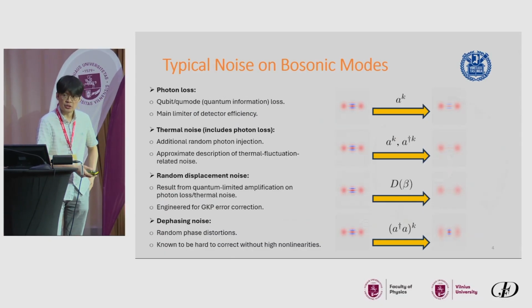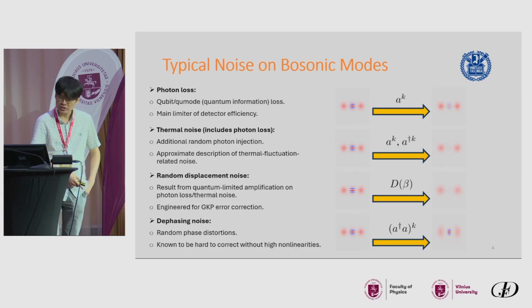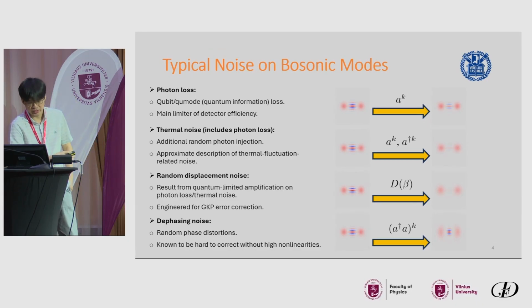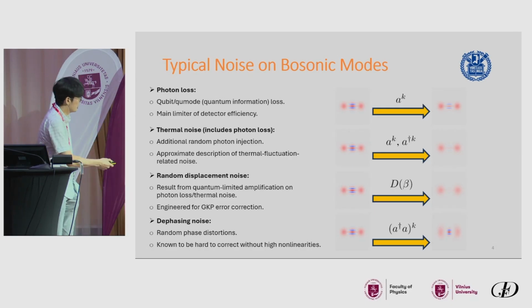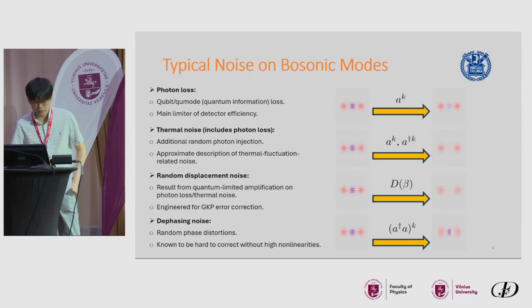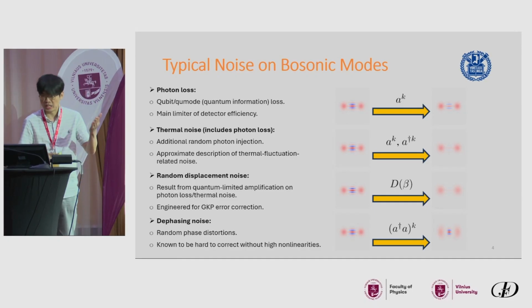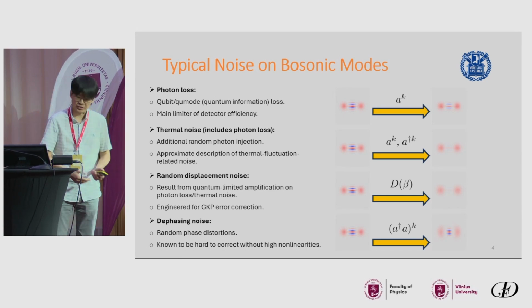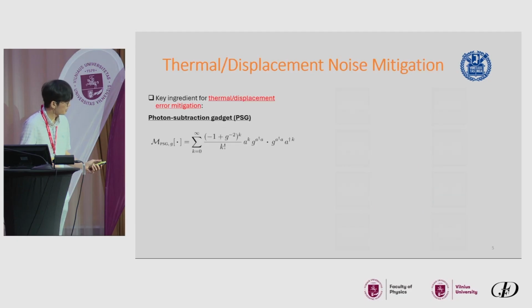Unfortunately, of course, these codes are plagued with noise. So I will mainly talk about these four common noise channels. These are photon loss, thermal noise, random displacement noise, and dephasing noise. What is interesting here is dephasing noise, which is basically random phase distortion. Now, for quite some time, people believed that it is pretty hard to treat dephasing noise because you would need high order optical devices like a Kerr effect. But we will show here that linear optics is basically enough, more or less, to treat dephasing noise.